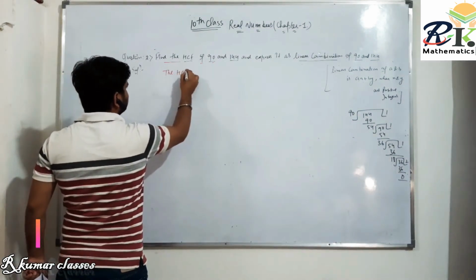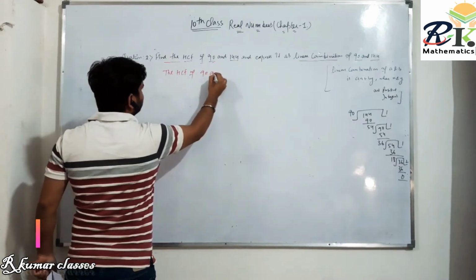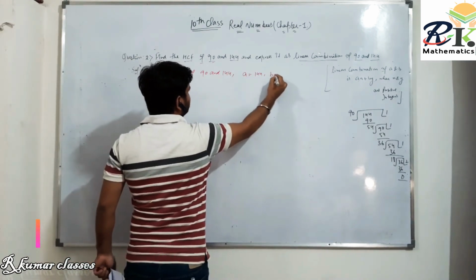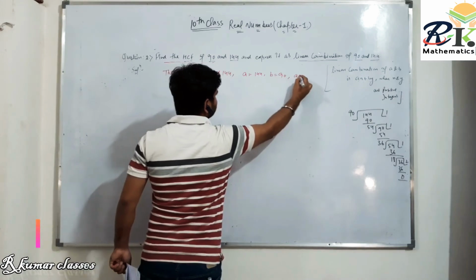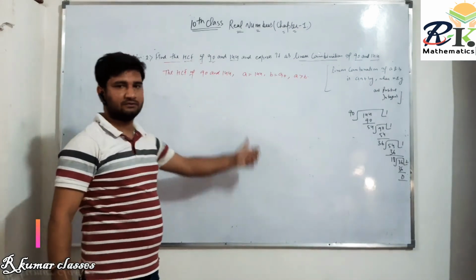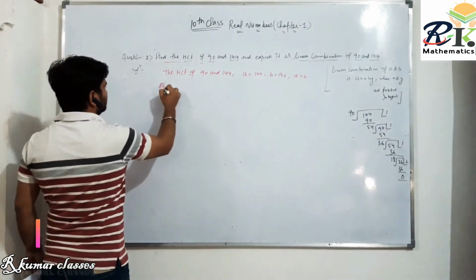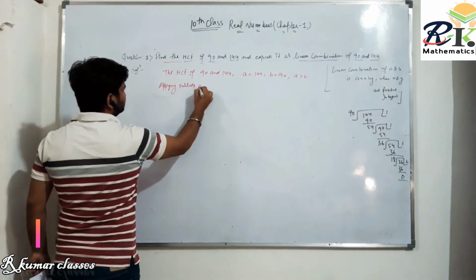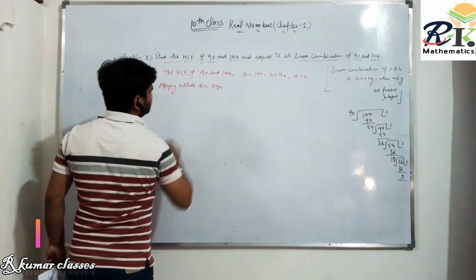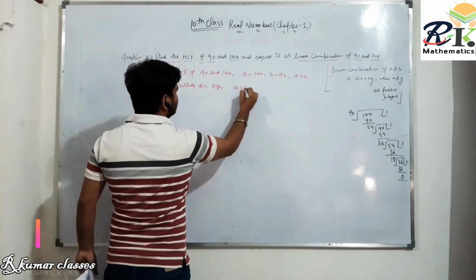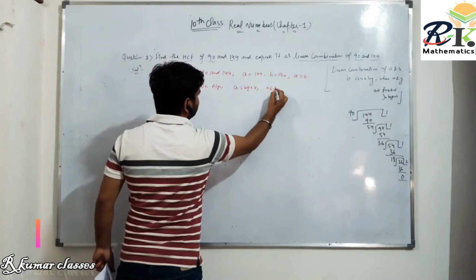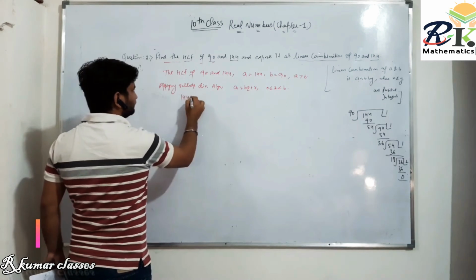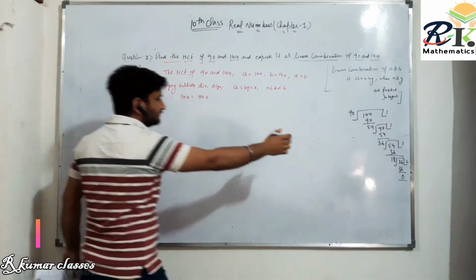The HCF of 90 and 144, taking a is equal to 144 and b is equal to 90 because a is greater than b. So a we are taking 144. So we apply here Euclid's division algorithm. According to this algorithm we know that a is equal to bq plus r and 0 is less than or equal to r less than b. So here we take a is equal to 144 and b is 90.